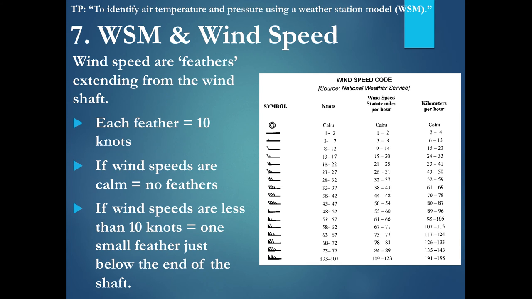All right, so for instance, if you're looking for a 40 knot wind speed, you have 4 equal length feathers. If you have 35 knots, you would have 3 equal feathers and then 1 half the size to make it 35.